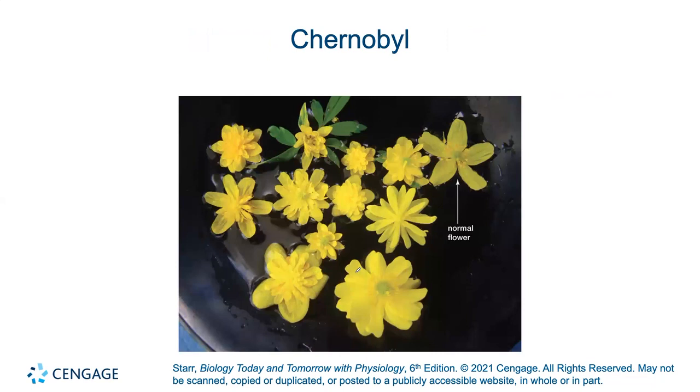You can see here an example of mutated flowers from the Chernobyl nuclear disaster. In '86, an accident at the Chernobyl nuclear power plant in Ukraine caused a massive amount of radiation to be released. These flowers were collected in the exclusion zone, an area of about 1,000 square miles. It's still dangerously contaminated. All but one are abnormal, which is an effect of mutation caused by the radiation that was released.